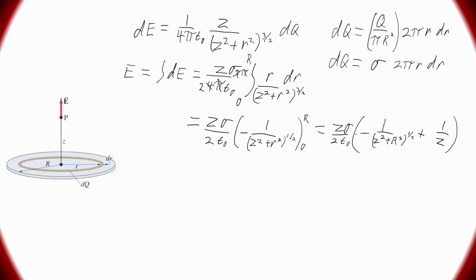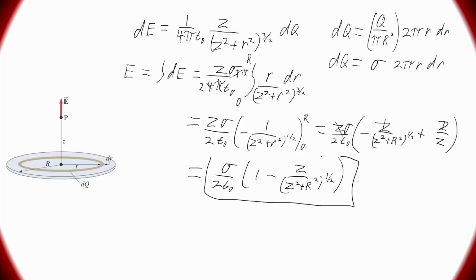Now if I distribute this z through, just go ahead and cross it out there and put it here and here, this term is going to be 1, and so we end up with sigma over 2 epsilon naught times (1 minus z over the square root of z squared plus big R squared). So there is our nice big ugly solution to this problem.